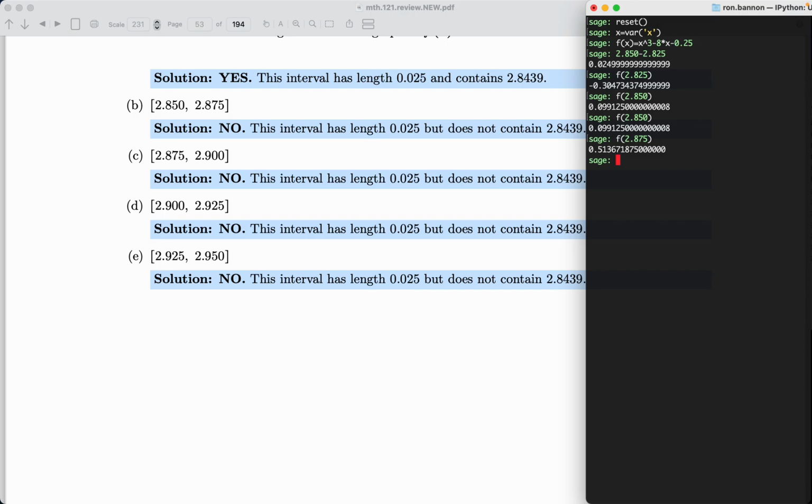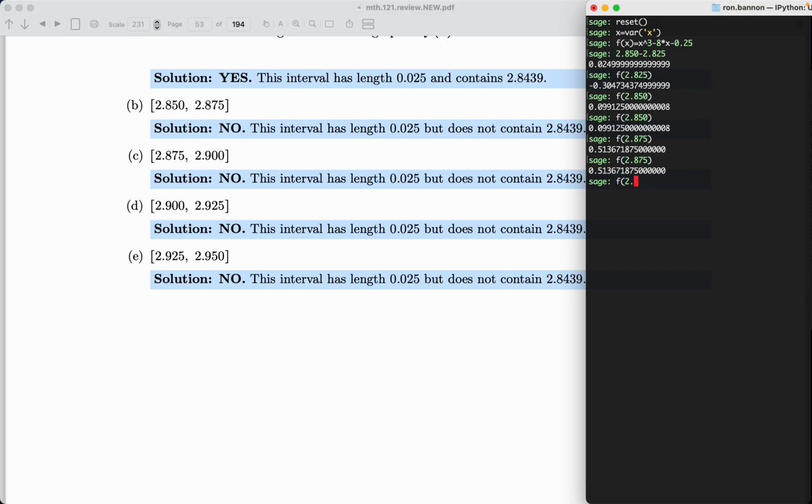Let's keep going. By the way, when I said there's no 0 between those two numbers, I mean no obvious 0. If I didn't know what the function is, it could whip down and whip back up on an interval, and that's possible too. And again, you do each one, and the next one is 2.875. Remember, we just computed that. That was a positive number.